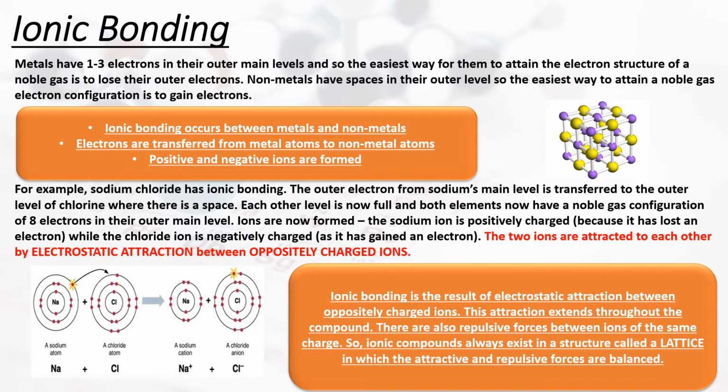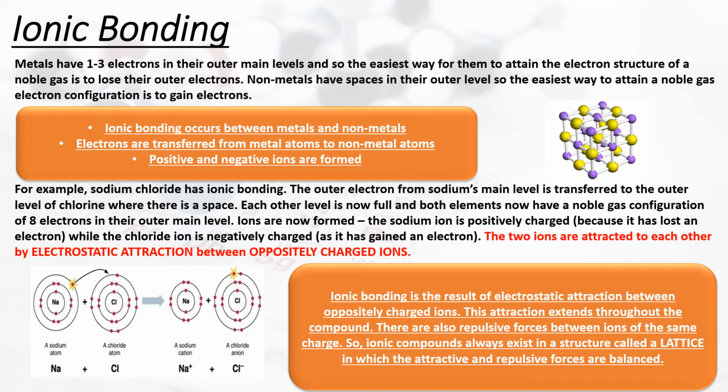The electrons are transferred from the metal atoms that lose these excess electrons to the non-metal atoms that have these spaces. And so we end up forming positive and negative ions, because the metals actually lose their electrons and the non-metals actually gain the electrons. And for both of these species, they end up forming this stable noble gas electron configuration.